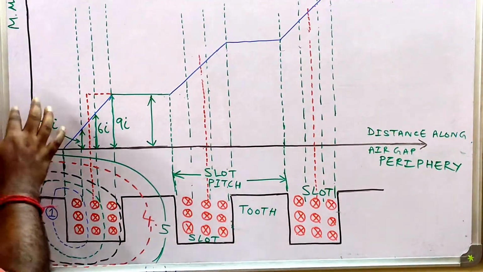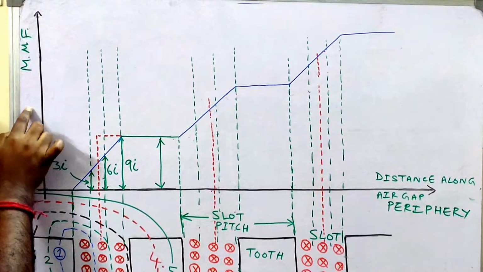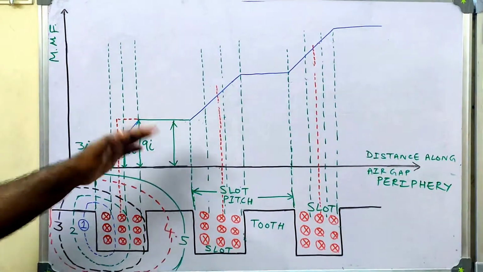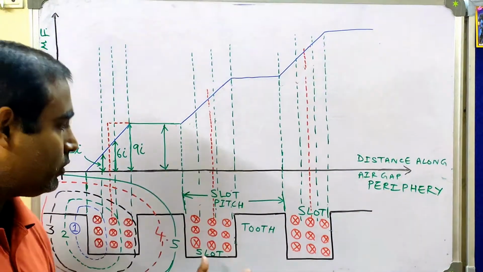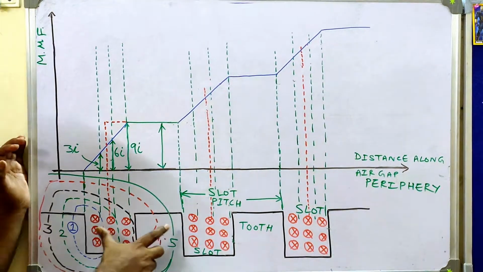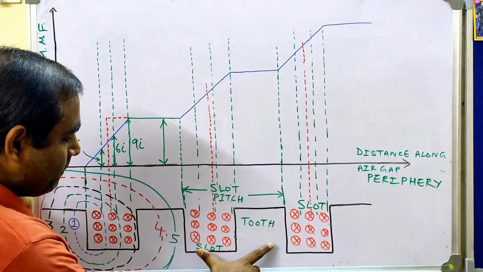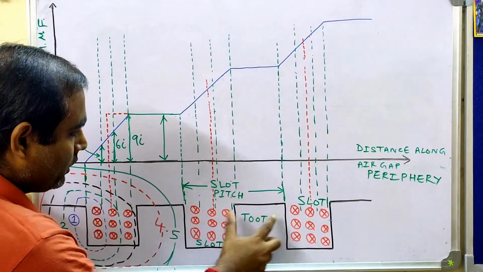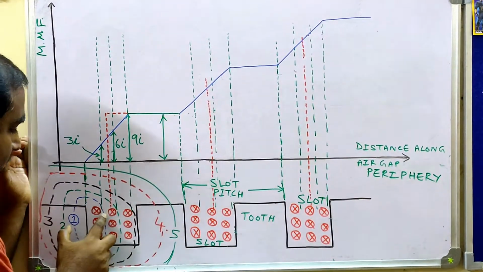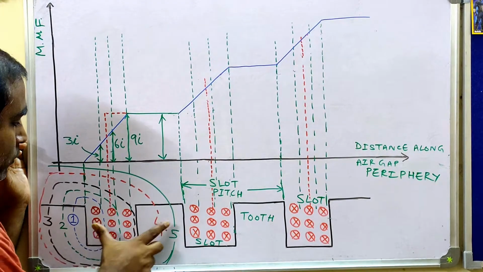Now what is plotted along the y-axis? Along the y-axis we are plotting MMF, that is magnetomotive force. So what has been done to plot the MMF variation over the slot pitch? I have actually taken here 3 slot pitches. This slot pitch comprises 1 slot and 1 tooth. This slot pitch also comprises 1 slot and 1 tooth. This slot pitch also comprises 1 slot and 1 tooth.